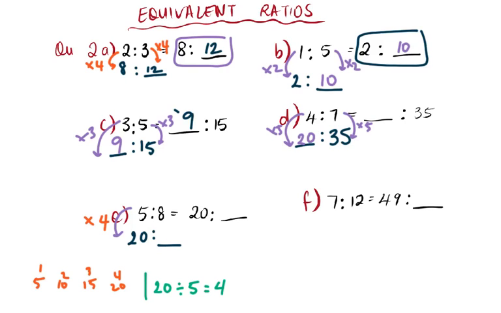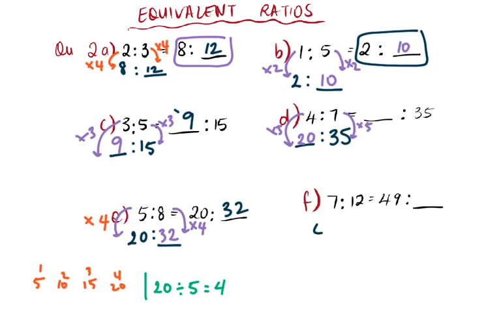So let's go back to our question. So we need to multiply by 4. So we've got to do the same on the other side. So 8 times 4. So think about your times tables, and again, you can use your calculator if you'd like. So 8 times 4 equals 32. Okay, so the equivalent ratio here is 20 to 32. Let's do the last question.